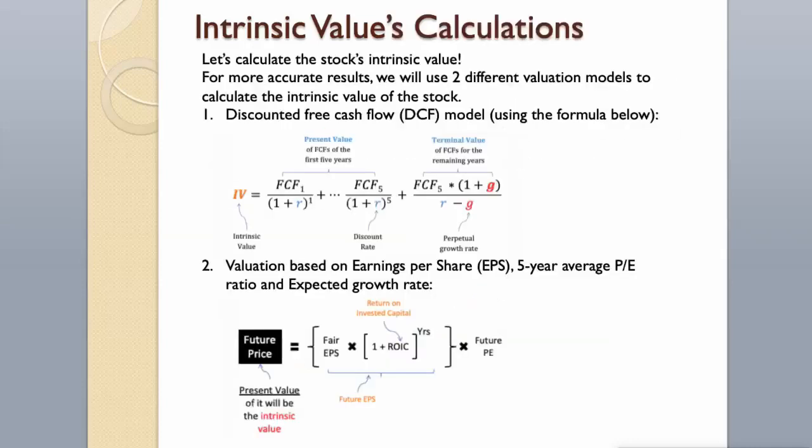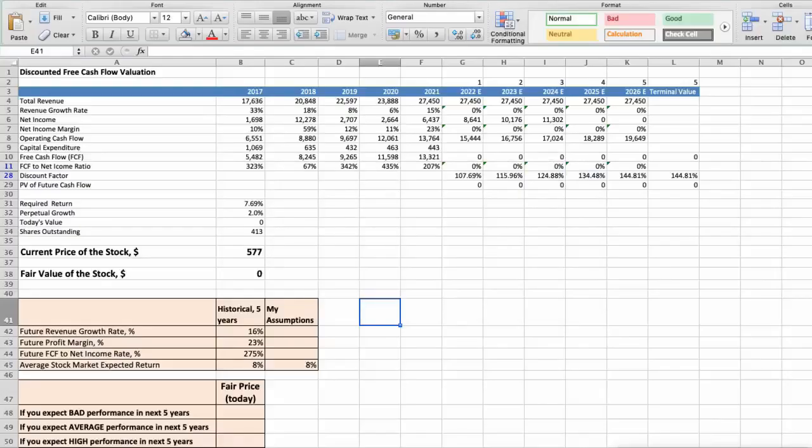Let's calculate the stock's intrinsic value. For more accurate results, we will use two different valuation models to calculate the intrinsic value of the stock. Discounted free cash flow model, using the formula below, then, valuation based on earnings per share, 5-year average P/E ratio and expected growth rate. First model. Discounted free cash flow valuation.